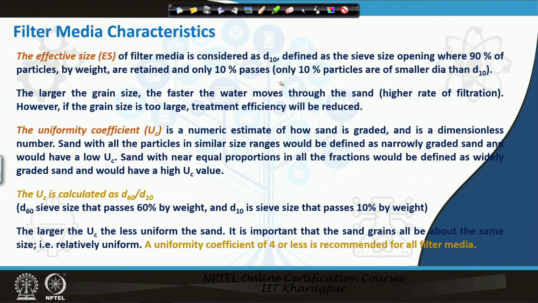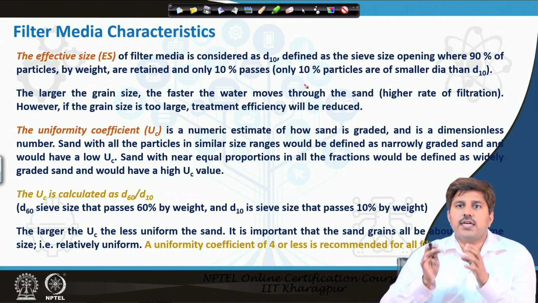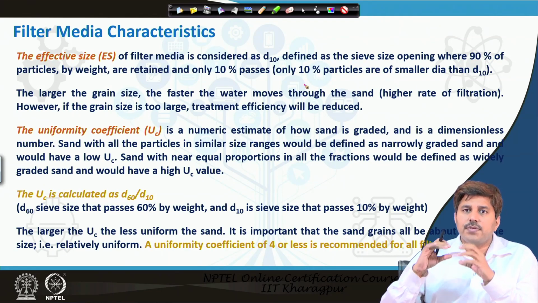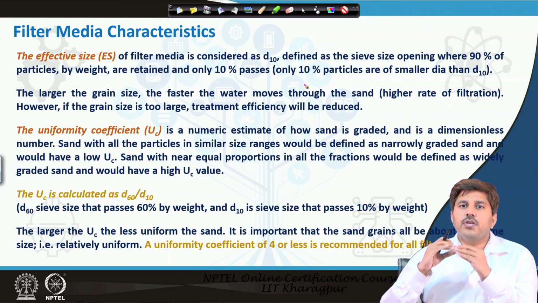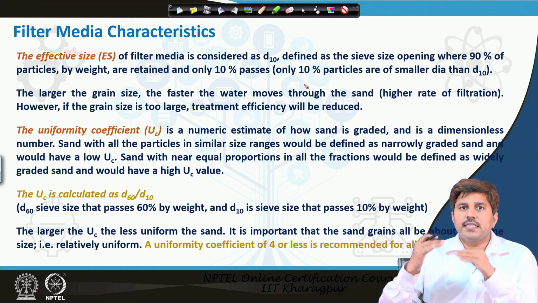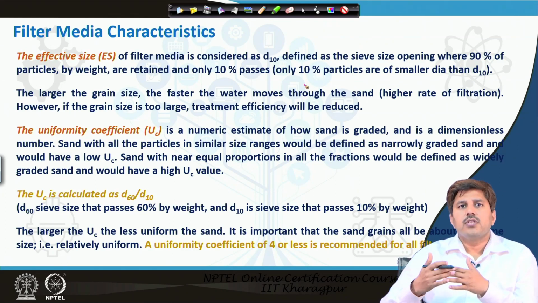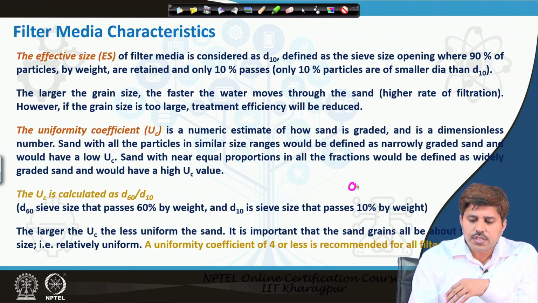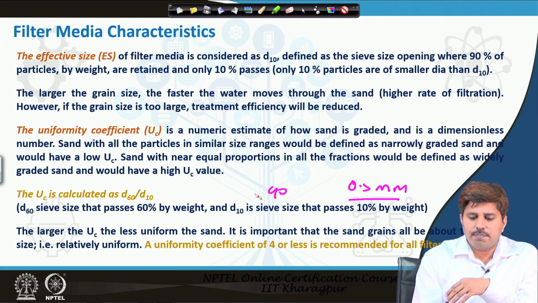So, it means that for the sand particles or media particles, whatever we are referring to, 90% of the mass, or 90% of the weight of the sand, should be of size greater than this size D10. Let us say we are saying that D10 is 0.5 mm, so that means 90% of the particles by weight are of size greater than 0.5 mm.